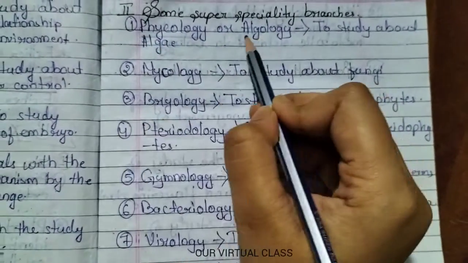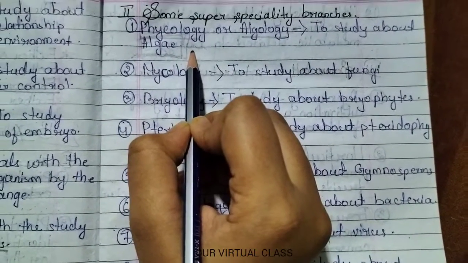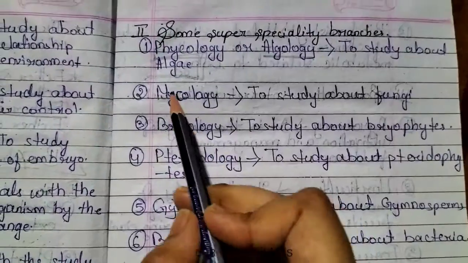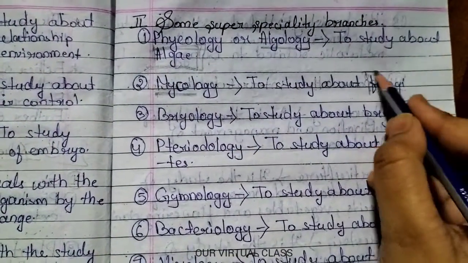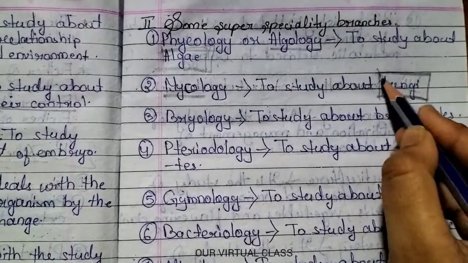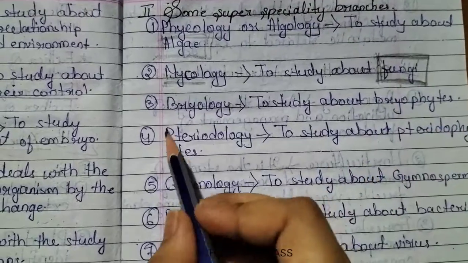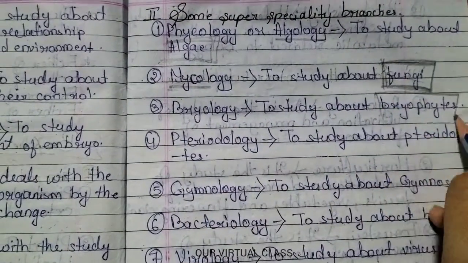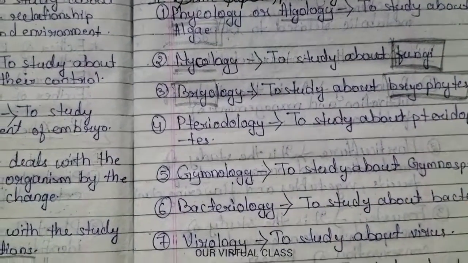The word phyco or algo means the algae. Algae, we know, are found in moist areas. Now comes the second, mycology. From myco, you have to remember that it is related to fungi or fungus. Mycology is the study of fungi. Now bryology, the study of bryophytes. From bryo, you have to remember bryophytes.